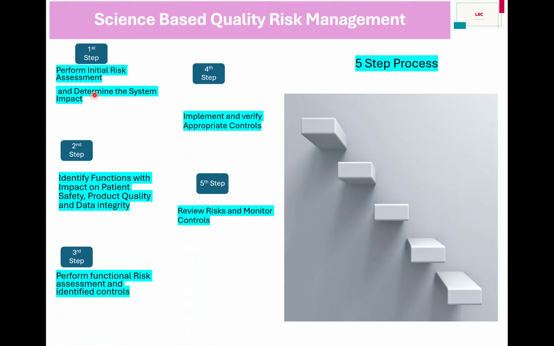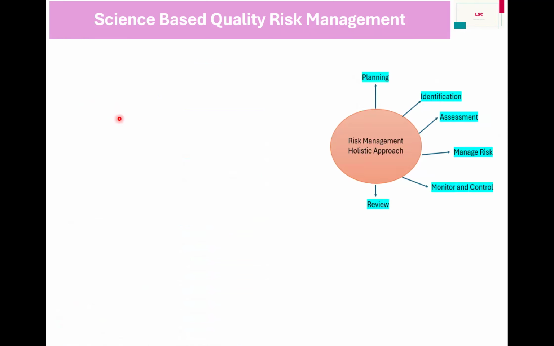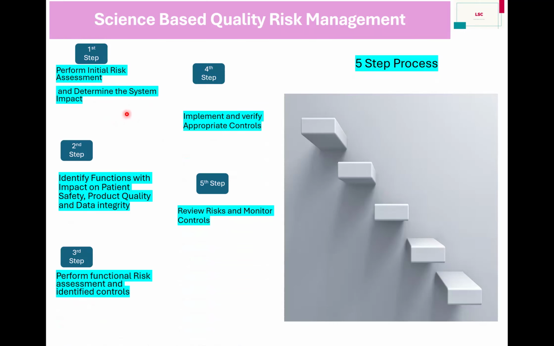First step, what is related to? The first step is related to your initial risk assessment, where you determine the impact on your system. Then identify the function with the impact on patient safety. What is the function of your computerized system, your application, your overall system, and its impact on patient safety, product quality and data integrity? You have to identify that function.